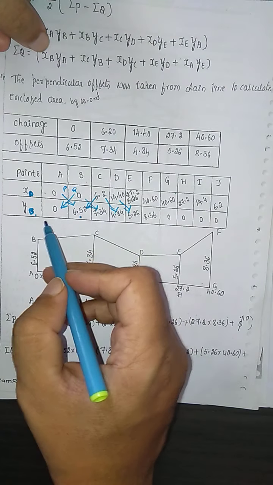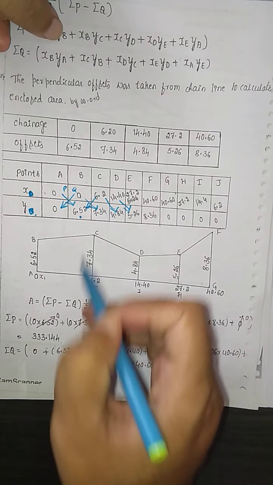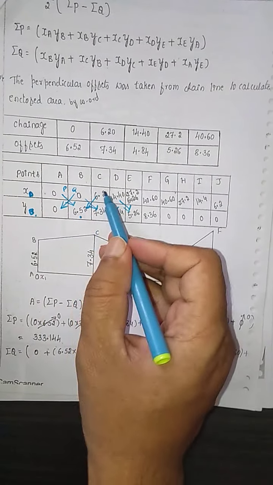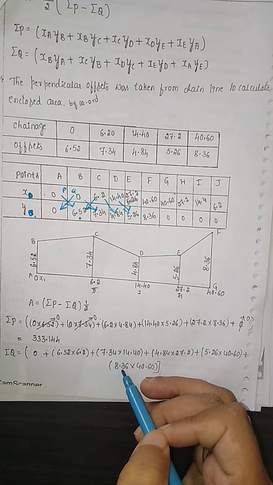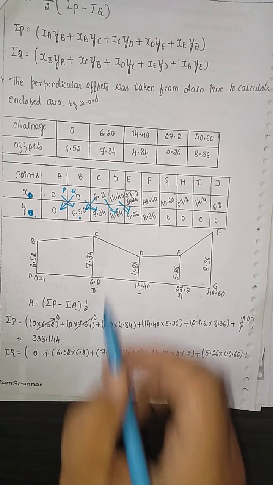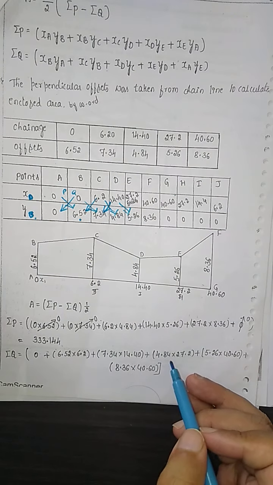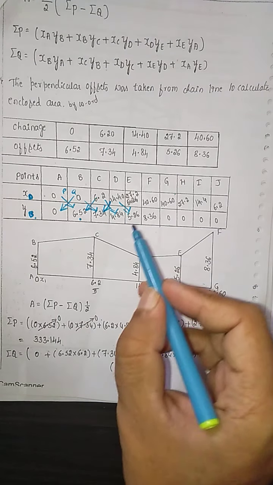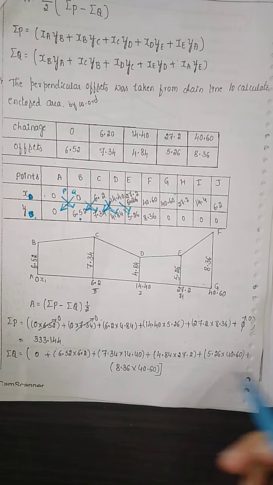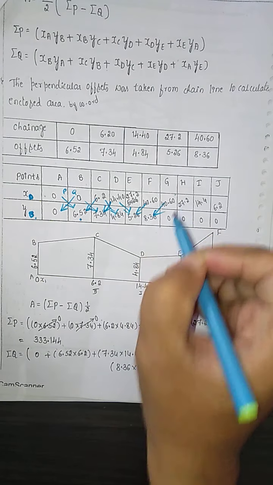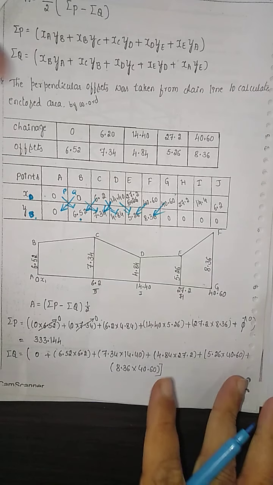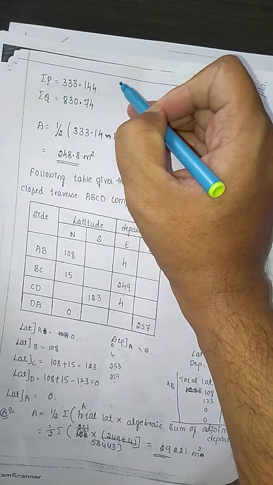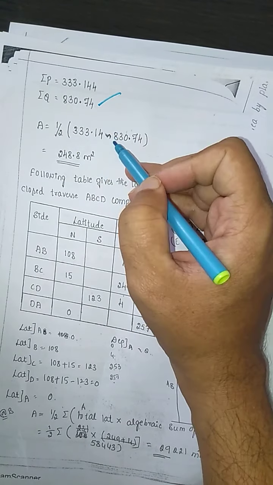So XB is how much? 0 into 0, so it will be 0. Now here 6.2 into 6.52, into 6.2, okay, then 14.4 into 7.34 like this, okay, 27.2 into 4.84, 40.6 into 5.26, okay. So if you go on doing like this, you are going to end with the Q value. You will be getting it as 333.144. The Q value, you will be getting it as 830.74.